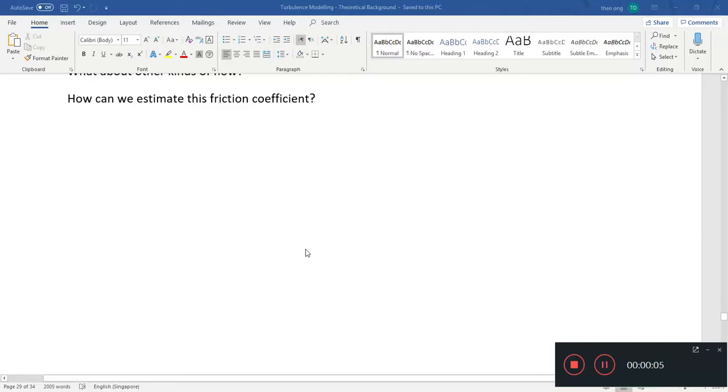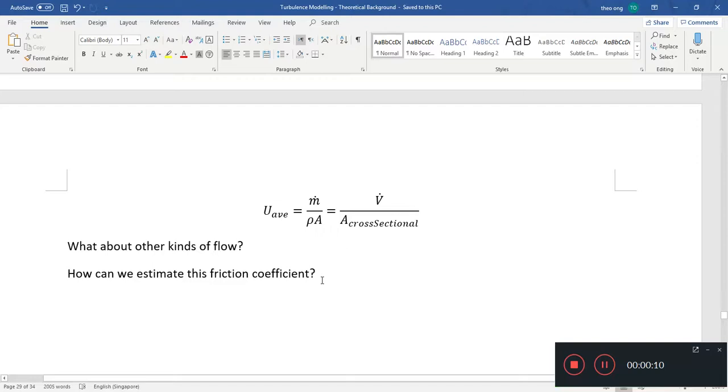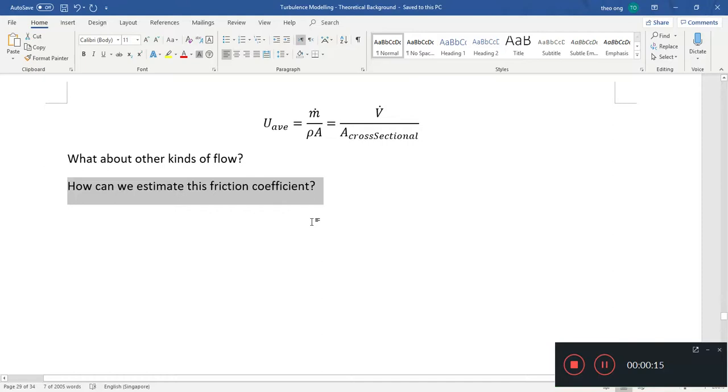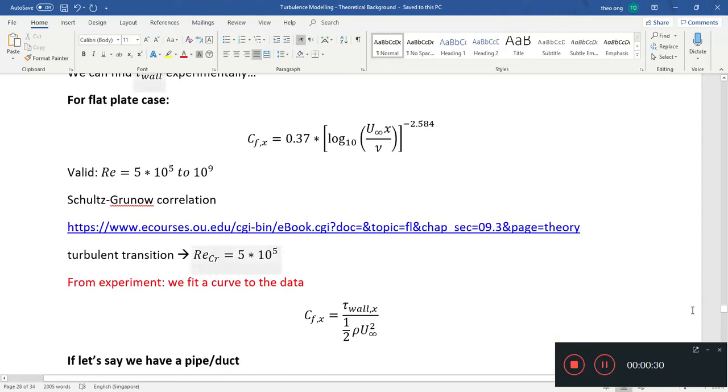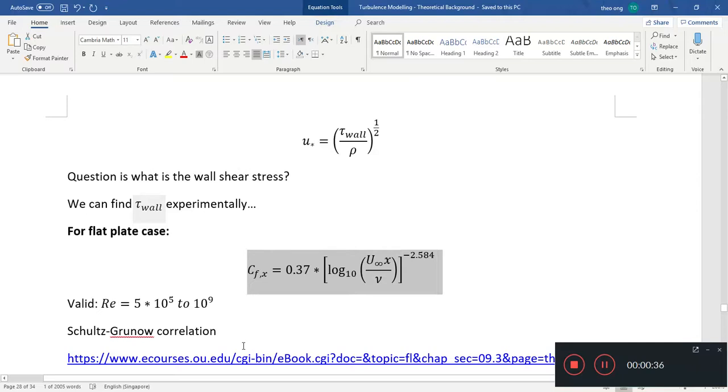We'll continue our discussion of wall functions, and we were asking, how are we supposed to think about wall shear stress in other kinds of flow that are not based on experiment? For example, for pipe flow, you have a wall shear stress that can be easily obtained using this Moody chart. And for the flat plate case, there is also an experimental curve fitting. This is the Reynolds number.